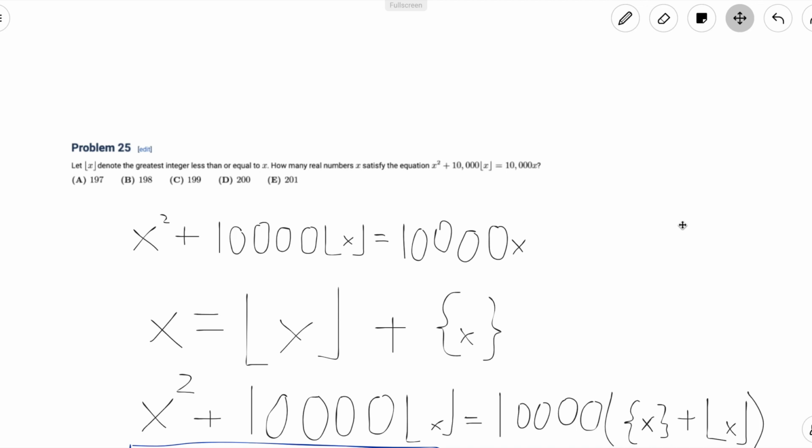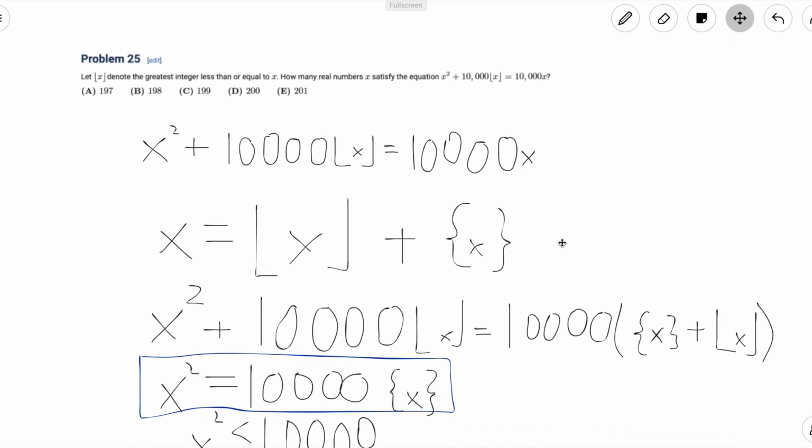And also, another good thing to note is that if we plug in x equals the floor of x plus the fractional part of x into the equation, we'll get x squared plus 10,000 times the floor of x equals 10,000 times the fractional part of x plus the floor of x, which we can cancel out 10,000 times the floor of x from both sides, and we'll just get x squared equals 10,000 times the fractional part of x.